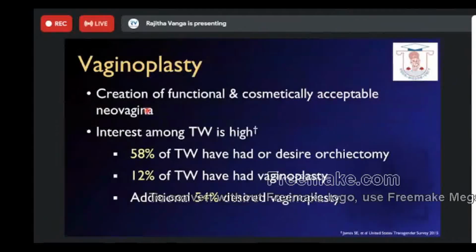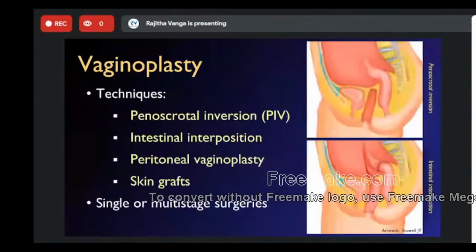Next, about vaginoplasty, creating a functionally and cosmetically acceptable neovagina. There are several types of vaginoplasty. There are three techniques: penoscrotal inversion, intestinal interposition, and perineal vaginoplasty and skin grafts. Here is the image showing the penoscrotal inversion, and the second one is intestinal interposition, which are taken from Stowell. And these surgeries can be single-stage or multi-stage surgeries.